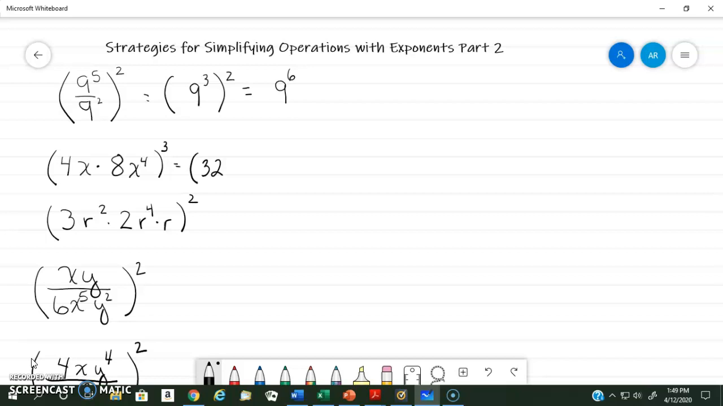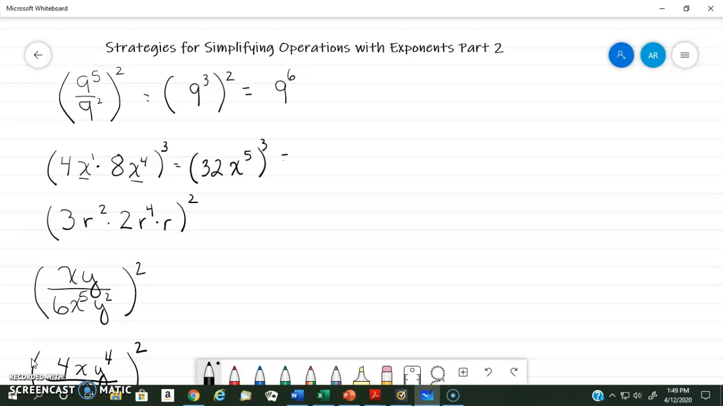And then I've got my base of x. And this is really x to the first. And I've got a product here, I'm multiplying. So I'm going to keep my base of x, and then I'm going to add my exponents. 1 plus 4 is 5. And then I'm still going to cube that whole thing.